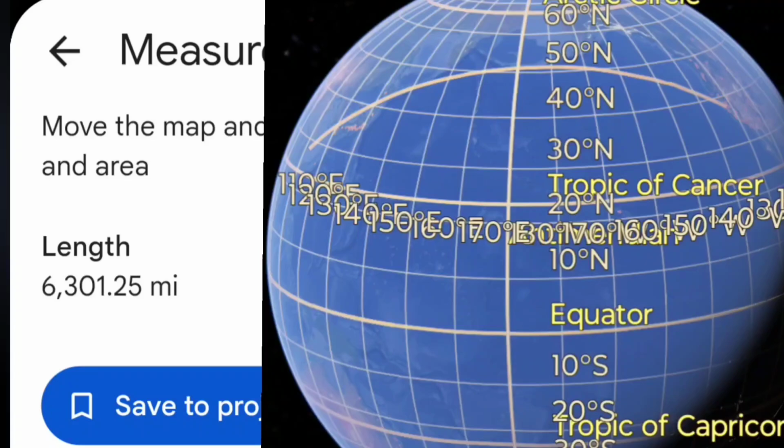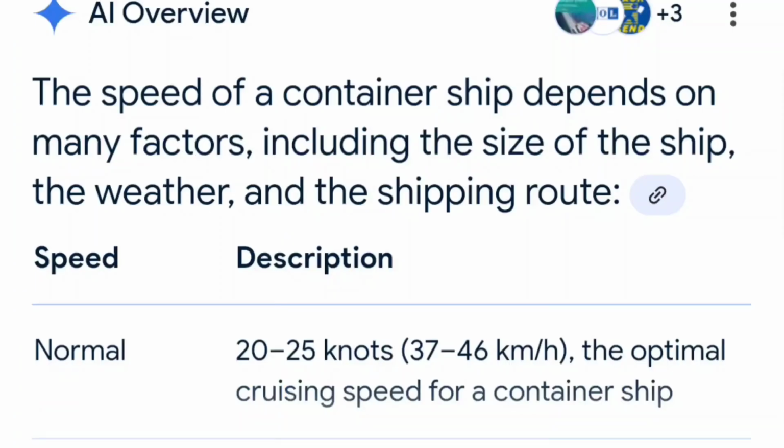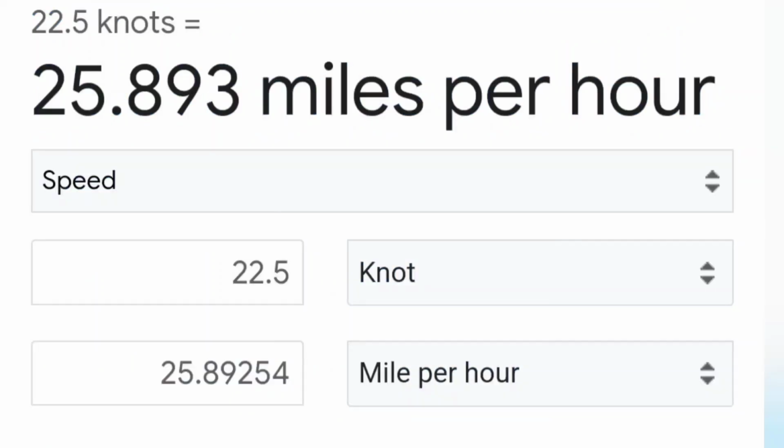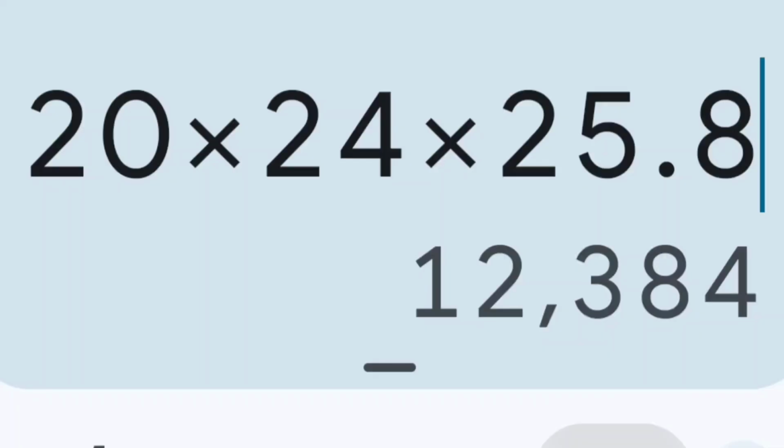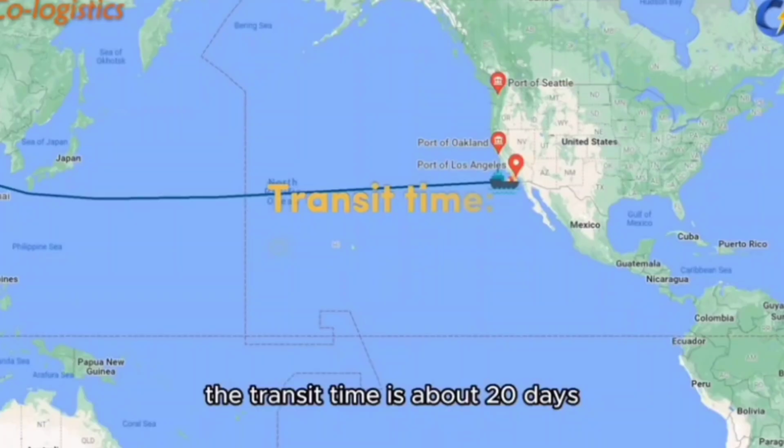What? 20 days? Good Lord! Google Earth shows 6,300 nautical miles. So it says the average speed is about 20 to 25 knots. So we'll just use the average 22.5 knots and see that comes out to just about 26 miles per hour. So if we're going off 26 miles per hour, which is average, 20 days, 24 hours in a day, that's 12,384 miles.